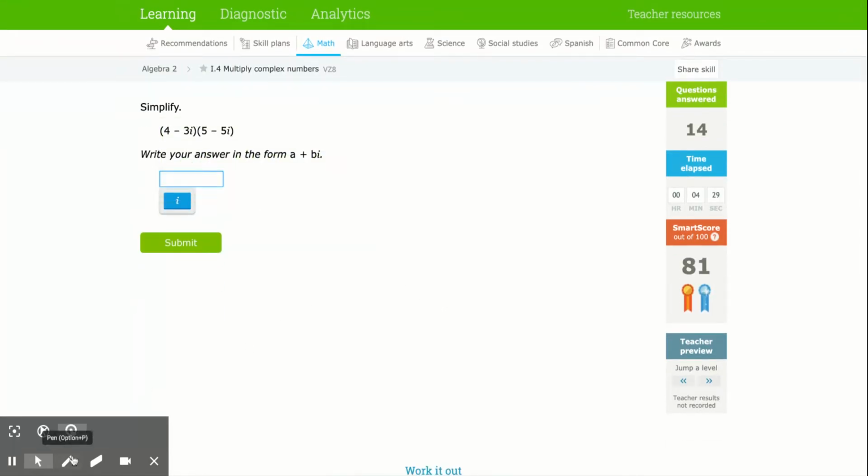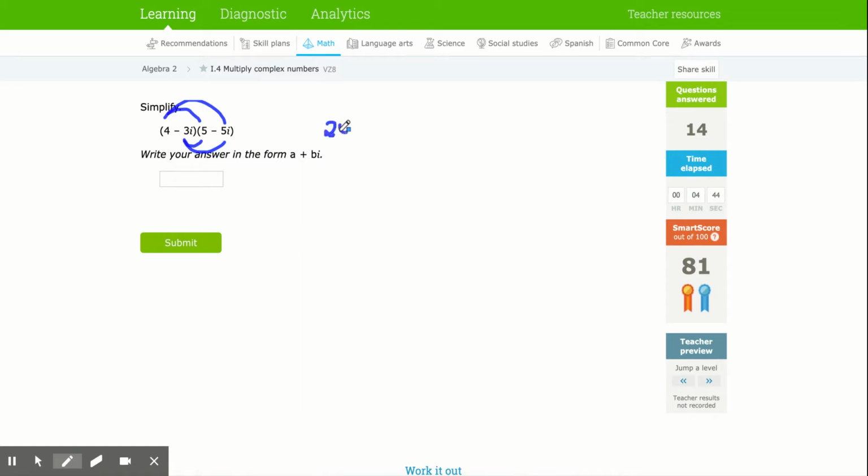Now we're finally to the distributing. So this one we got to be careful because I got to multiply the 4 by the 5 and the 5i, and then I got to multiply the 3i by each of them as well. So the 4 times the 5 is 20. The 4 times the -5i will be a minus 20i.